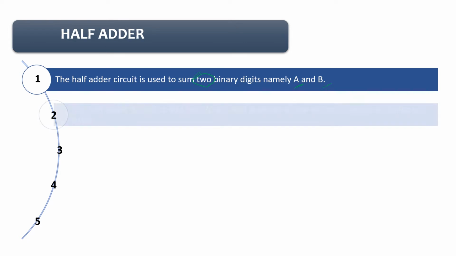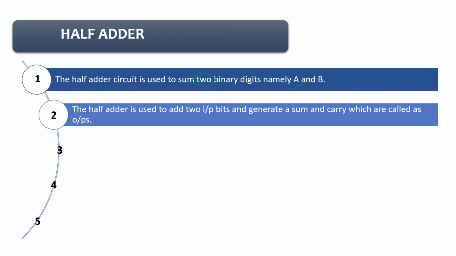Okay, so now the second point: the half adder takes input bits and generates a sum and a carry, which are called outputs. So how many inputs are there? 2 inputs. And what does it generate? It generates 2 different outputs. Need to remember this point. 2 different outputs. One is a sum and the second is the carry.